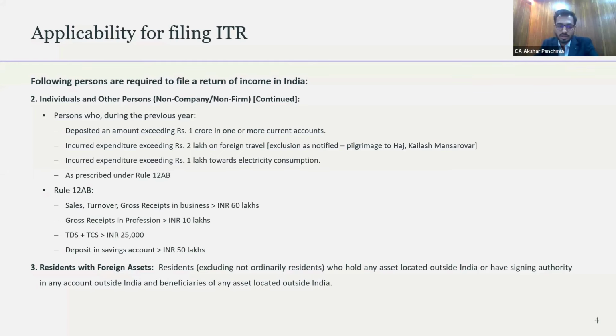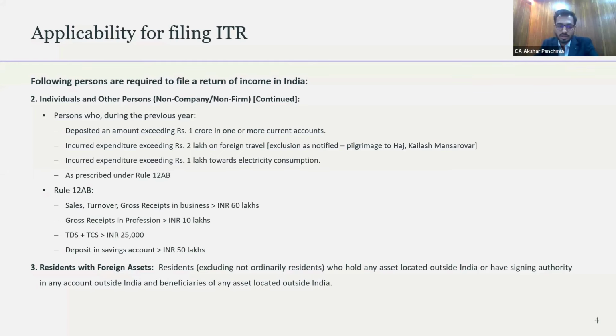Further, where you have business or profession income, then you have to come to ITR 3, that is specifically for individuals and HUF. Where the individual, the HUF, or a firm, not being an LLP, is claiming the benefits of presumptive taxation under 44AD, ADA, or AE, then they can take ITR 4.